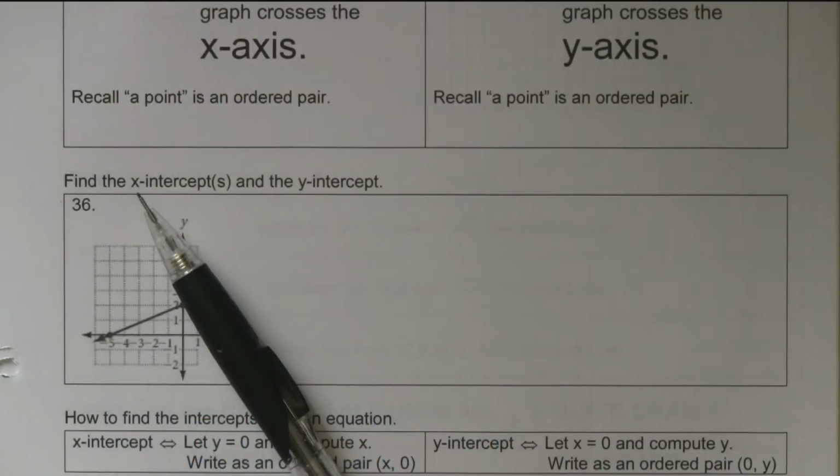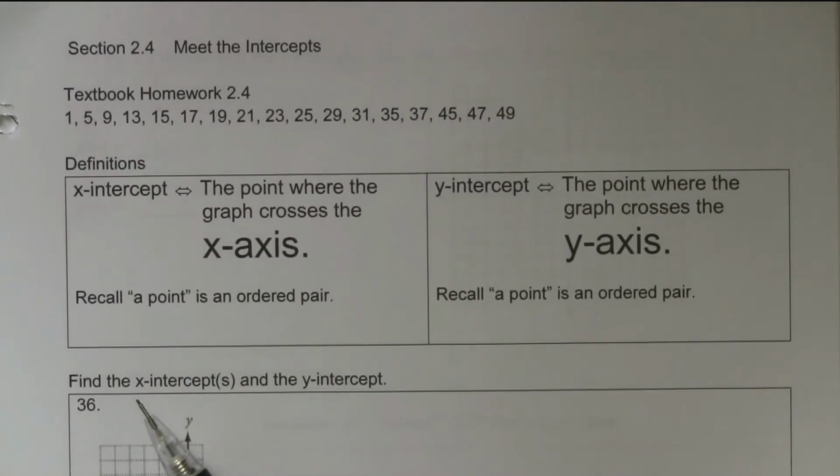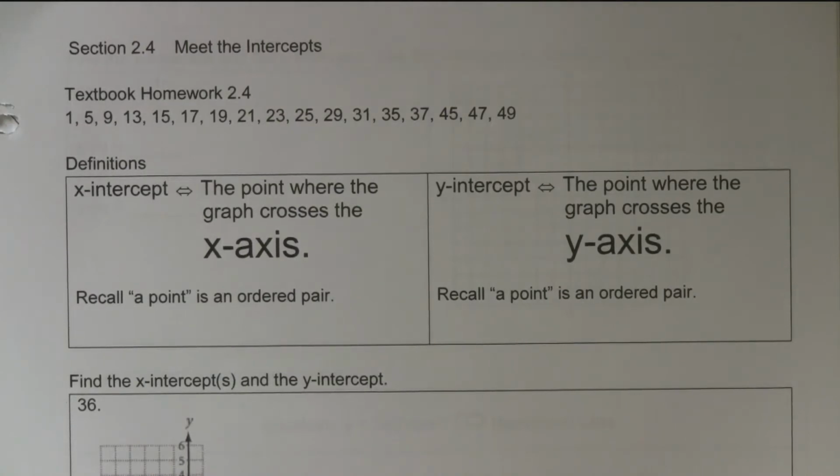Okay, now we're on 2.4, and so that's awesome, right? And so let's look at it. 2.4 is on meeting the intercepts. And so they're going to be your friends, and they are already your friends. You just didn't know their names.